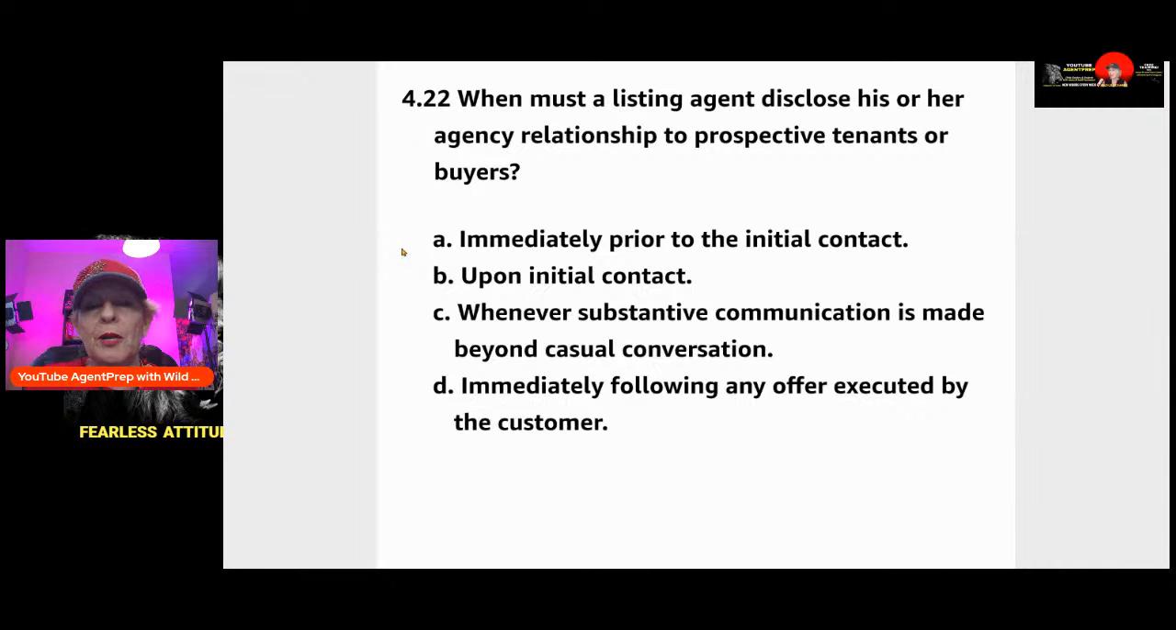A, immediately prior to the initial contact. B, upon initial contact. C, whenever substantive communication is made beyond casual conversation. Or D, immediately following any offer executed by the customer.